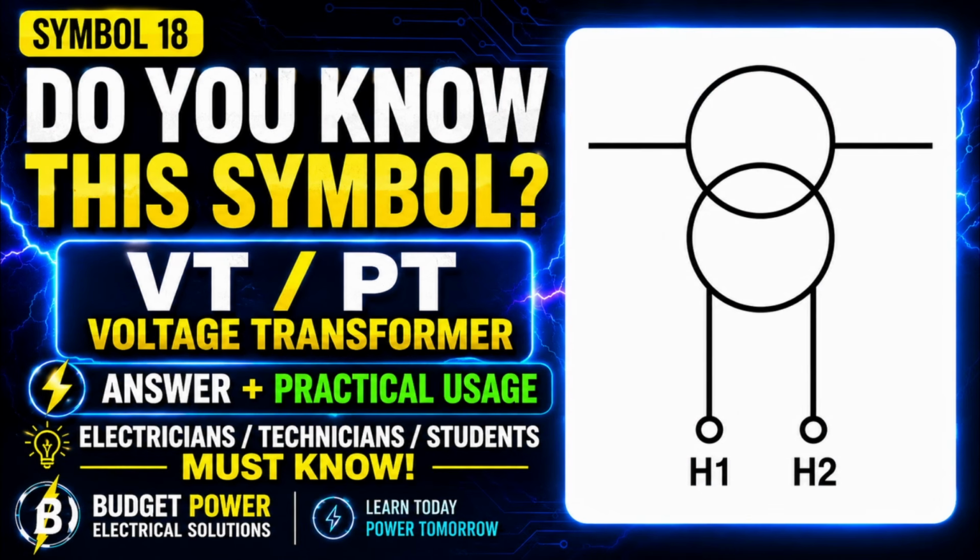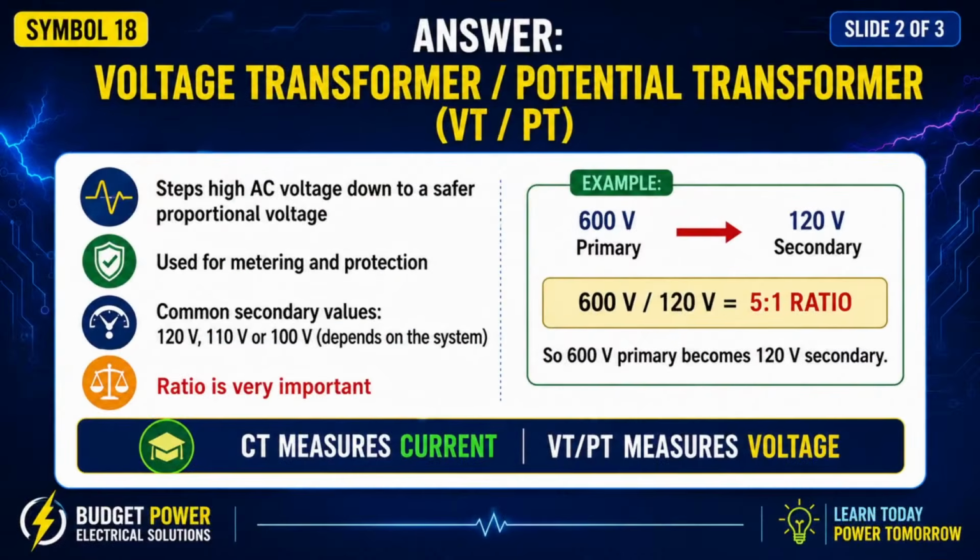Here is symbol 18. Do you know what this electrical symbol represents? Take a few seconds and think about your answer. The answer is a voltage transformer, also called a potential transformer, or simply VT or PT.